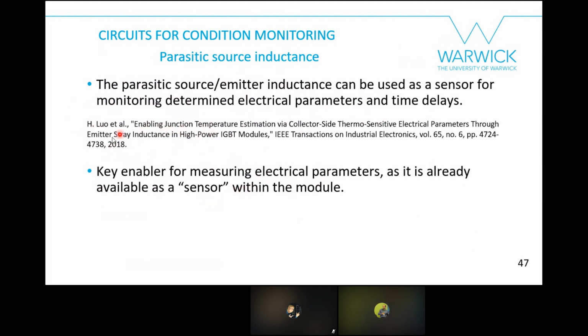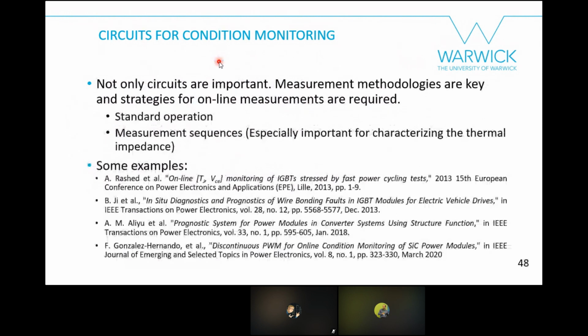And in this publication, they evaluated how the stray inductance in IGBT power modules can be used for monitoring different parameters. So consider what you have in the device that is already there. It can be a good option for monitoring the state of health and temperature of the device. Sometimes you don't need a complex circuit or sensor. The sensor is already embedded in your module.